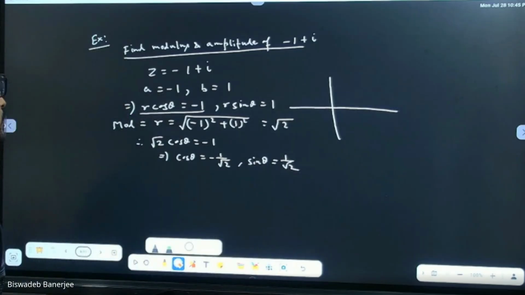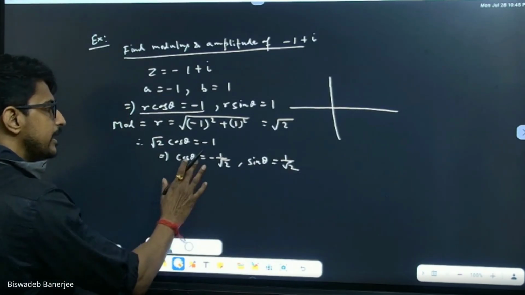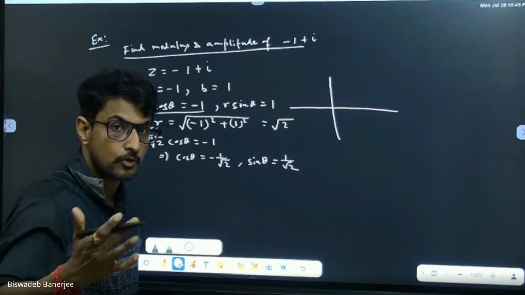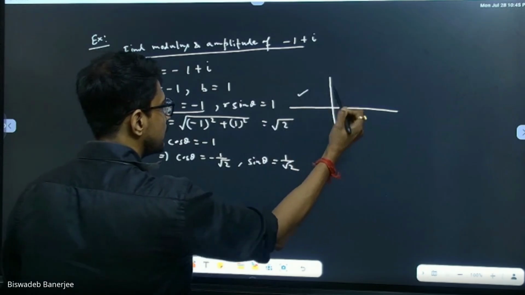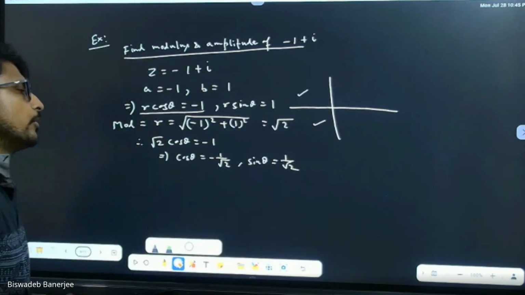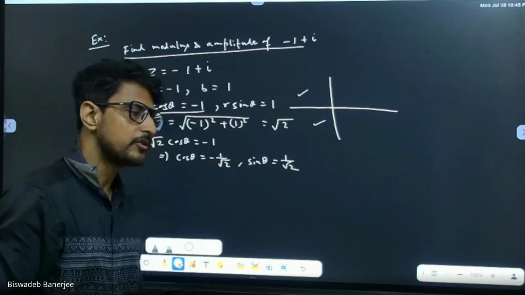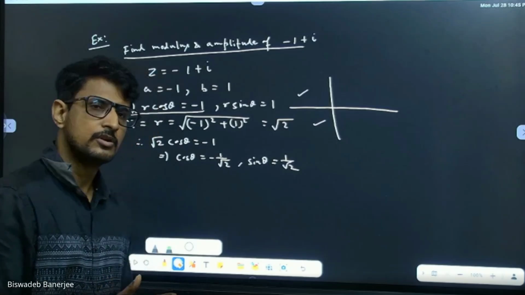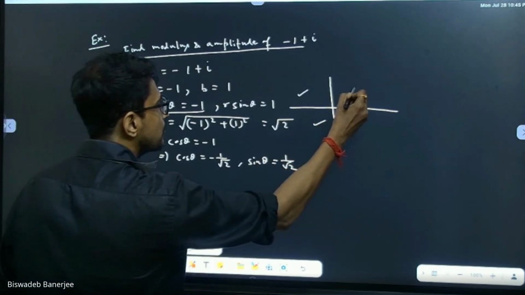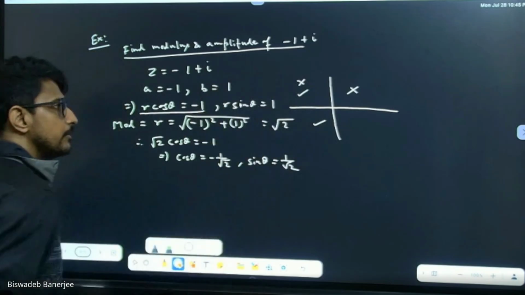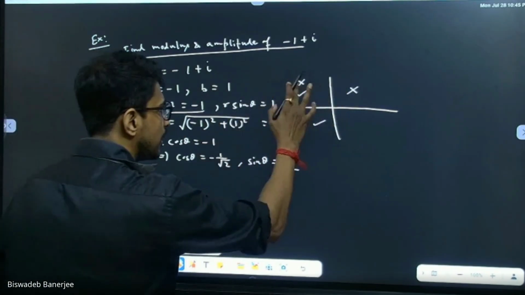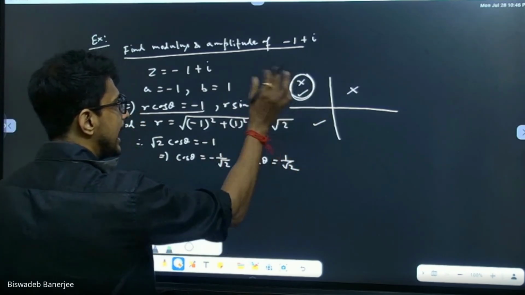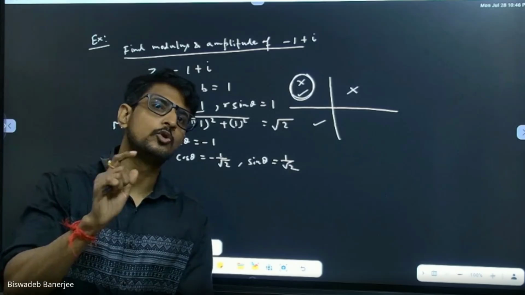If we consider this coordinate axis, see that my cos theta is negative. In which quadrant is my cos theta negative? Cos theta is negative in the second quadrant and in the third quadrant. So in these two quadrants, my cos theta becomes negative. And my sin theta is positive. In which quadrant is sin theta positive? Sin theta is positive in the first quadrant and in the second quadrant. In these two quadrants, my sin theta is positive. So see that they coincide at the second quadrant. That means we have to consider the second quadrant.